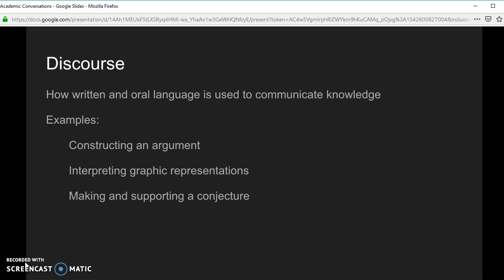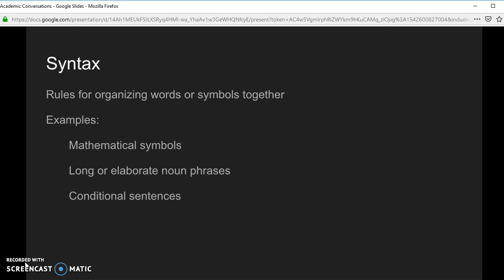Sometimes students have assumptions about the way mathematical problems will be solved, and so if they are able to communicate that, then they are able to go ahead and see, did that problem actually agree with their conjecture, or was it something different? Syntax is the rules for organizing words or symbols together. In math, oftentimes we emphasize the symbols over the words.